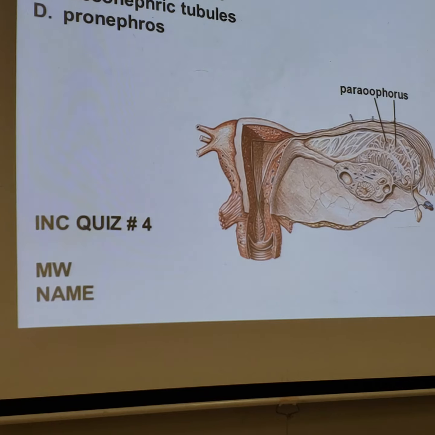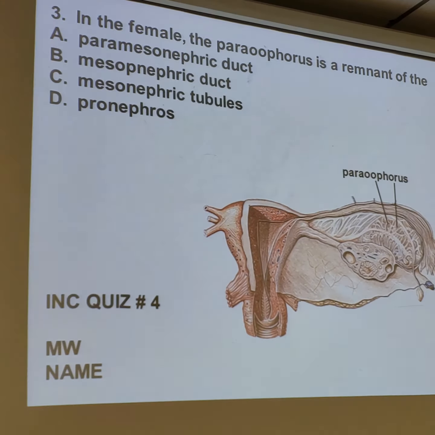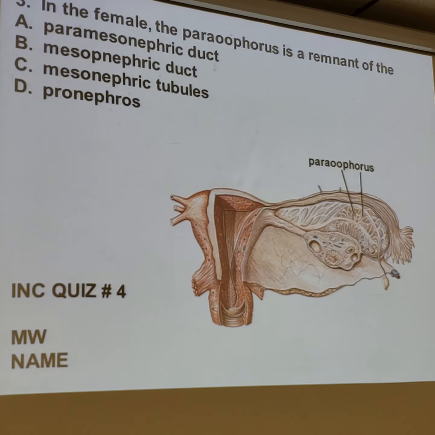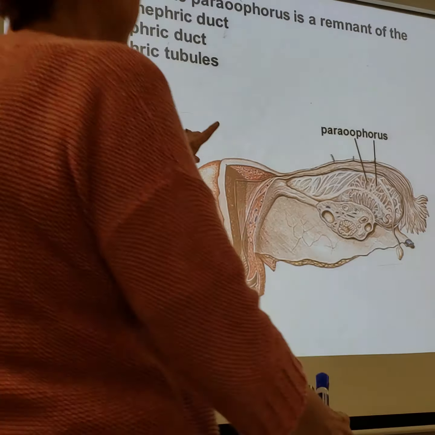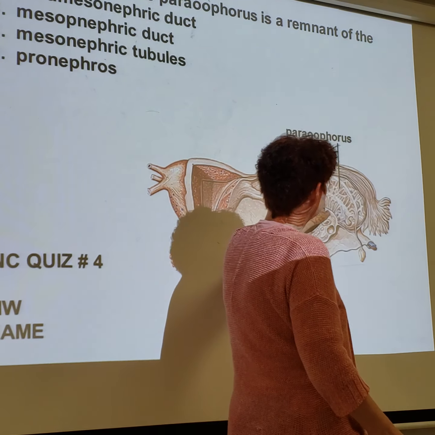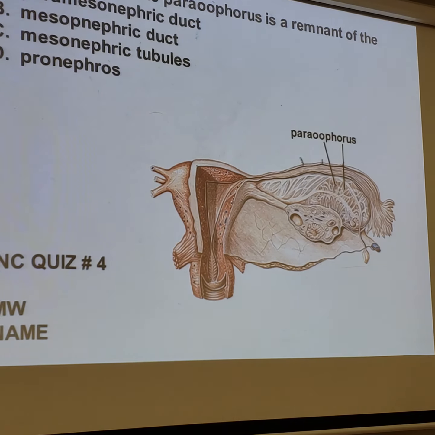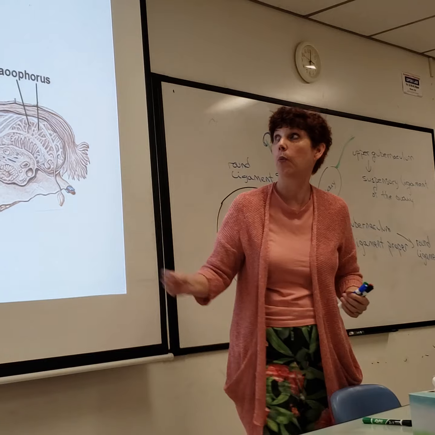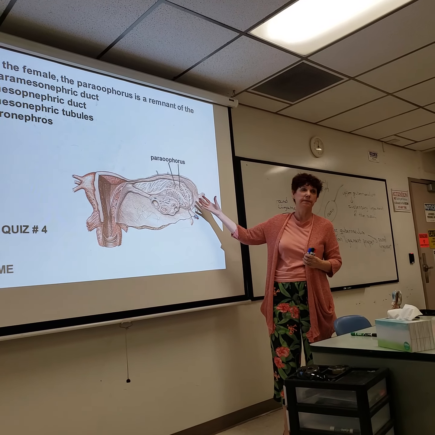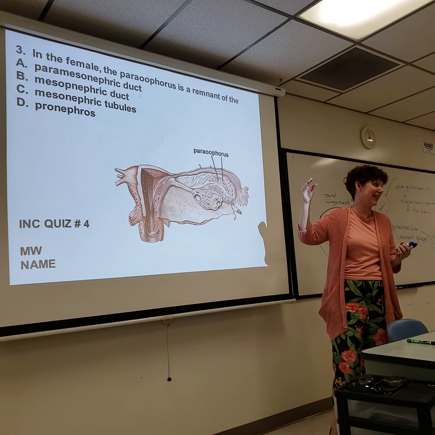All right, so question 3. We actually only have 4. No, we have 5. Put a 5th one in there. So in the female, the paroophoron, what you see here, and what I showed you on the model here, is a remnant of what male structure? So just saying it's a male structure helps you knock out some things, right?